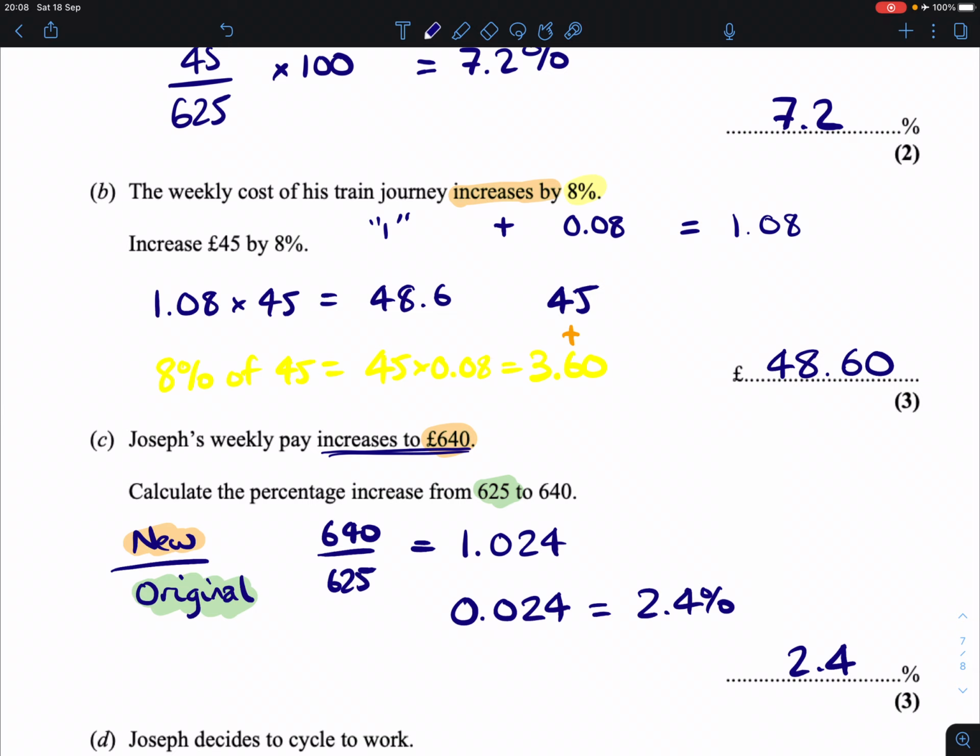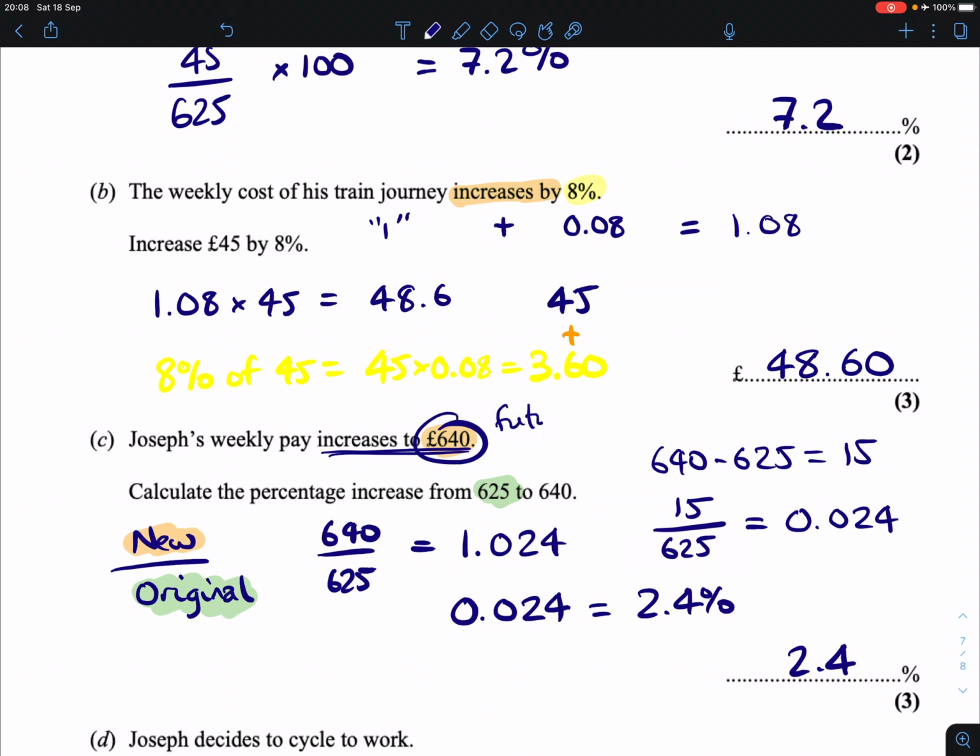Another way of doing this, if you do 640 take away 625, that gives you the profit, 15. And if you write 15 as a percentage of the original amount, and the original amount was 625, so we'd have 15 out of 625, you will end up with 0.024 that way. You cannot have this out of 640 because 640 is the future amount, it's not the original. 625 is your original, therefore you must use that in any fraction you set up for percentages there.